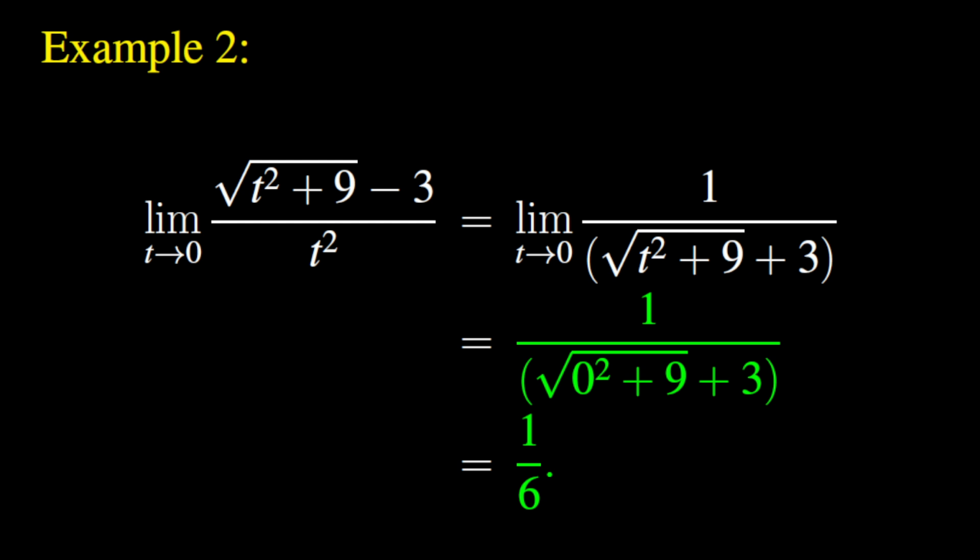We plug in 0 in the simplified expression and find out that the limit is 1 divided by the square root of 0 squared plus 9, plus 3, which is equal to 1 divided by the square root of 9, plus 3. Therefore the limit is 1 over 6.